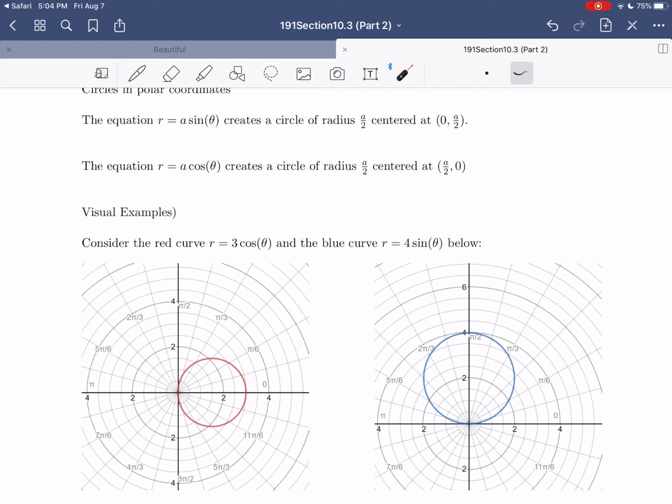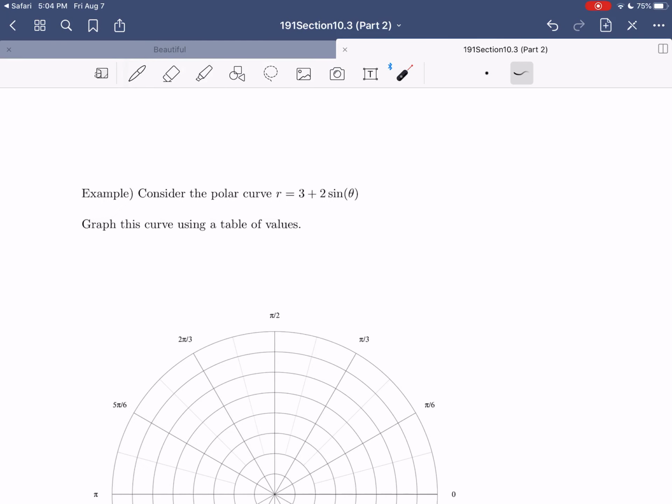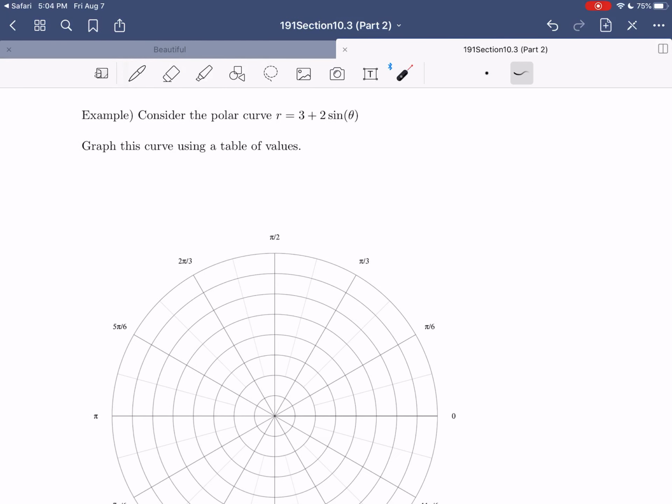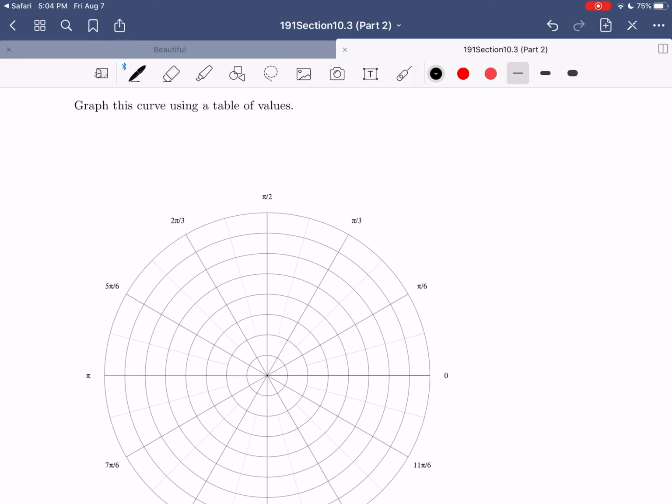All right, let's take a look at another example then. So we're now going to consider the polar curve 3 plus 2 sine theta. So notice if it was just 2 sine theta, then that would be a circle of radius 1 centered at 0, 1. But we have this 3 outside. So this is going to give us a different family of curves. So let's go ahead and make our table of values. So we are going to have our theta, and we're going to have r equals 3 plus 2 sine theta.